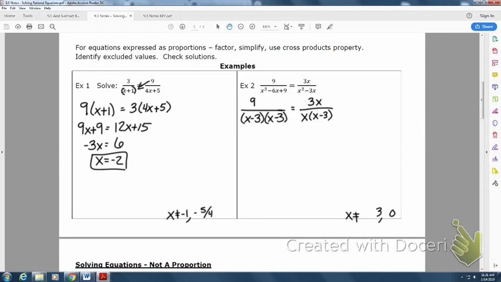Now, looking at that, something can cancel. What is it? The x.